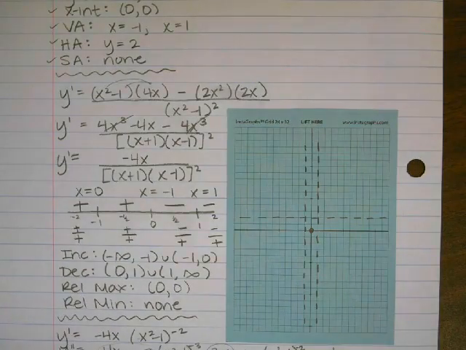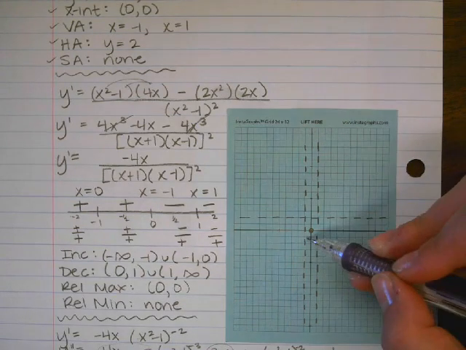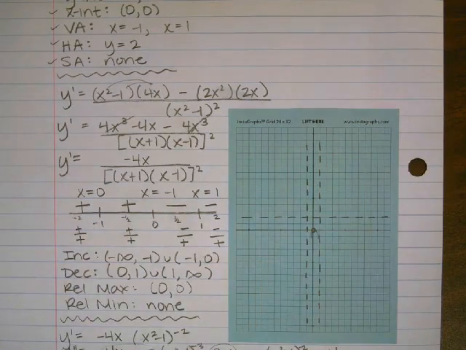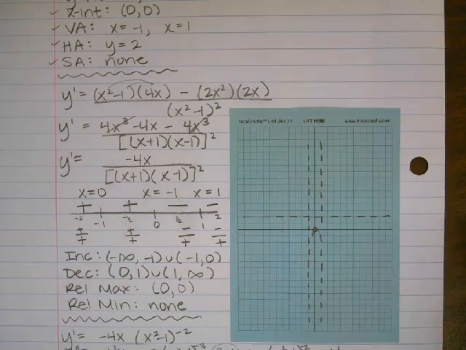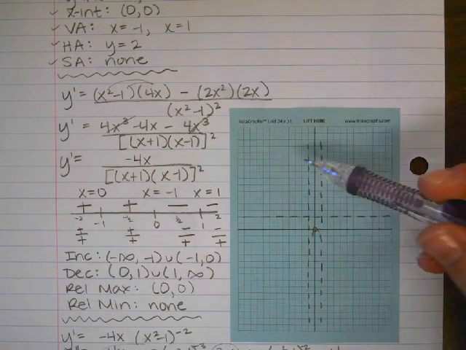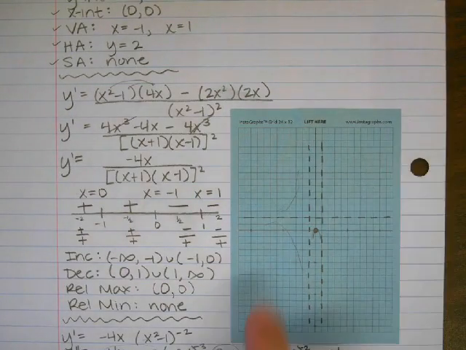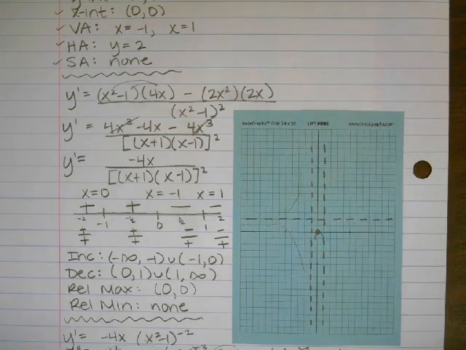Relative max is 0, 0. So if it's a relative max there, then I know it's a high point. So the graph probably looks something like that right there. Relative min, there's none. I can see that the graph is increasing from -infinity to -1, and so that means that if I was to draw this from -infinity to -1, I'm not going to be able to use this side of the asymptotes. I would have to use that side, because this side of the asymptotes would be decreasing, this side of the asymptotes would be increasing.